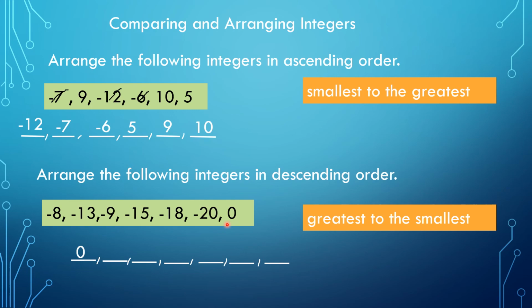Now, we need now to check what are those negative numbers next to 0 or next in line here, because the greater the negative, the smaller the value, which means that the next one is negative 8. Next is negative 9, negative 13, negative 15, negative 18, and the smallest is negative 20. So from the greatest to the smallest integers.